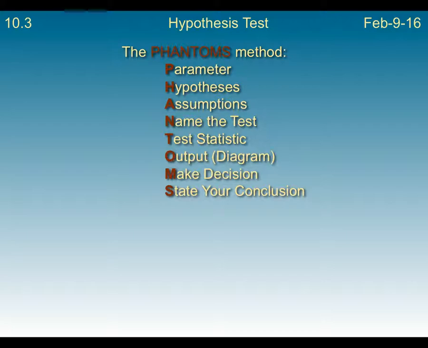Okay, I'm not going to write, I'm just going to talk now and then we're going to do an example. Like I said, P for parameter is the same thing as P in PANIC. So let pi equal or let mu equal. H is the null and the alternative. It's what we've been doing the past few days. You're going to write the null and the alternative in symbols and then in words. The assumptions are exactly the same as for a PANIC problem. Exactly the same. Naming is pretty much the same.